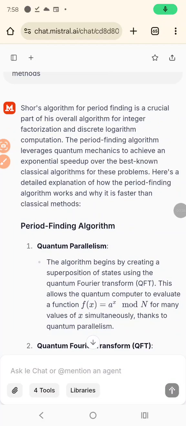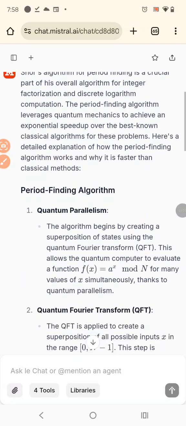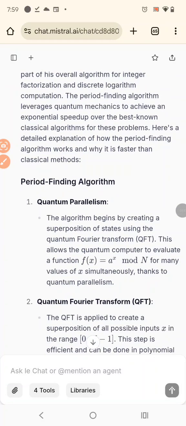So I fed the PDF into Mistral and I'm going to take a look at what it finds. The period finding algorithm, that's what I am interested in. The algorithm begins by creating a superposition of states using the quantum Fourier transform, QFT. This allows the quantum computer to evaluate a function f(x) = a^x mod n for many values of x simultaneously. So that is the key thing here.